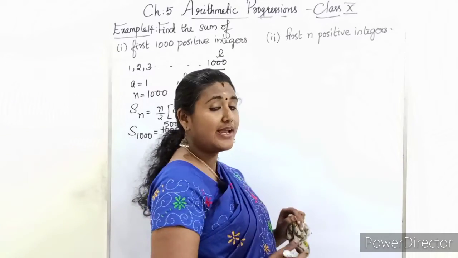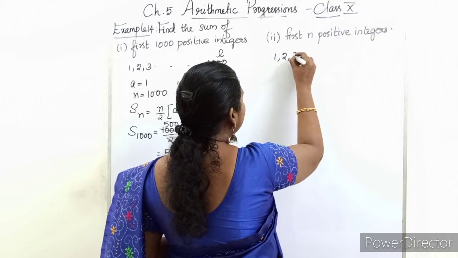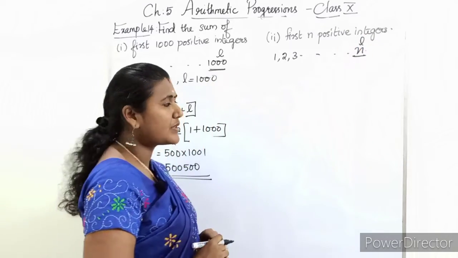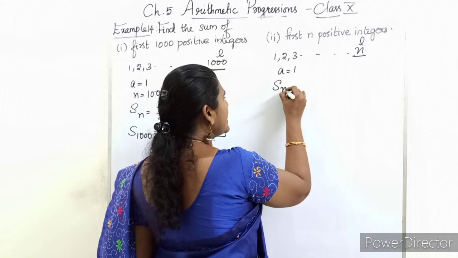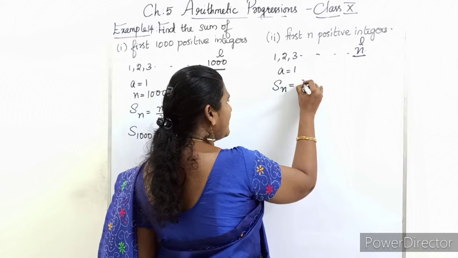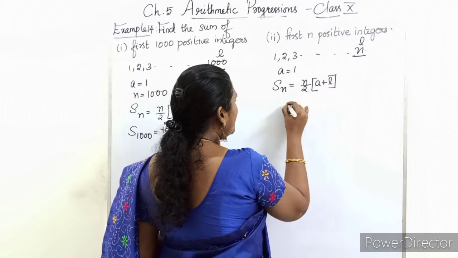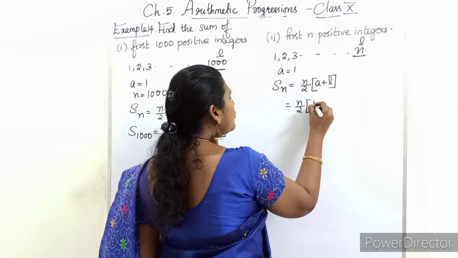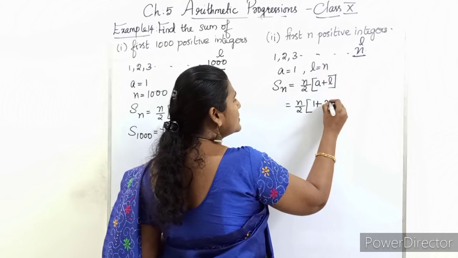Here, first n positive integers, that is 1, 2, 3, etc., up to n. So here the last term is n. Okay, so the value of A is equal to 1. Now we will find the Sn formula. In the Sn formula we will substitute n by 2 into A plus L. So here n is n only, the A value is 1, and the L value is also n.